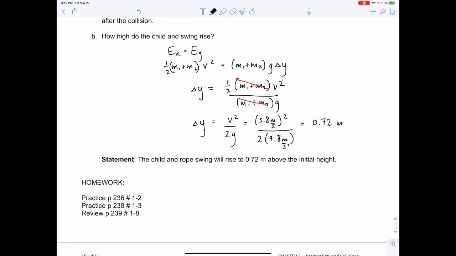Try practice problems on page 236, 238, and review questions on 239.